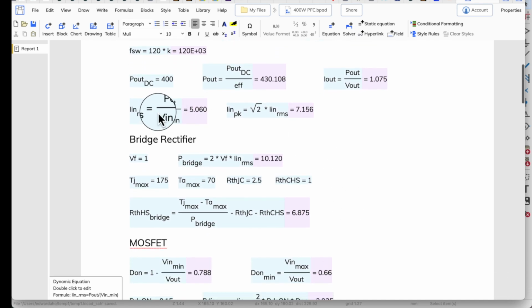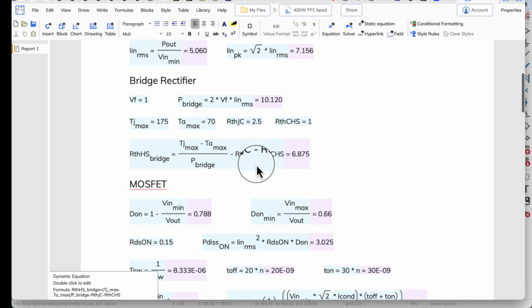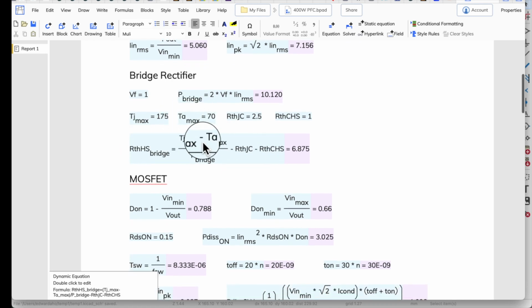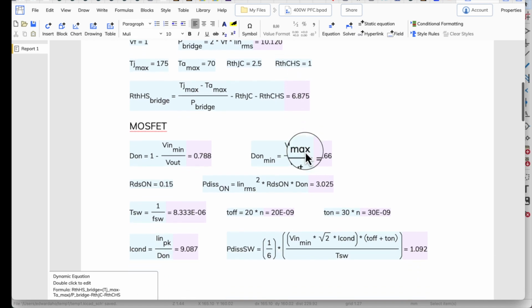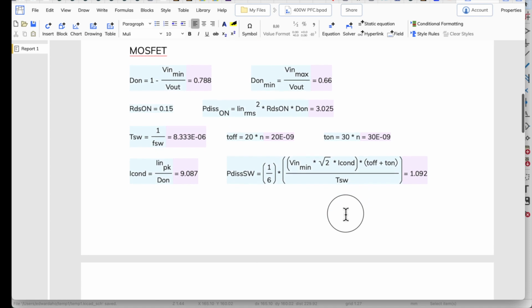And so here's the input RMS, 5 amps. The peak of that is square root of 2 times, so it's 7 amps. Bridge rectifier, you can see the numbers here. Okay, and then what I did is I calculated thermal. So I wanted to see how much thermal impedance do I need for my heatsink to cool this rectifier because of this 10 watts. And we'll go through this design stuff in another video. This one I'm just kind of showing you the equations I have.